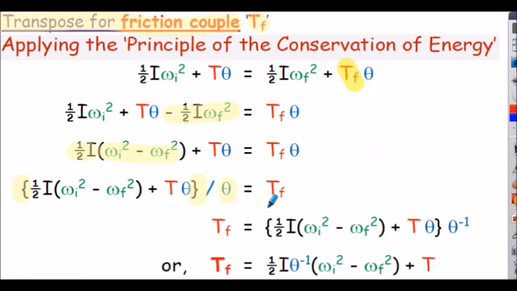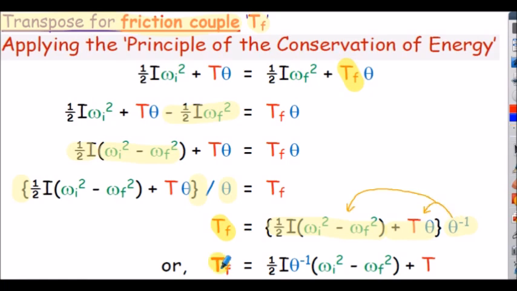Next I simply turn the equation around, so TF moves from the right hand side to the left hand side, and on the right hand side I've simply shown the half I omega I squared minus omega F squared term plus my T theta, now all multiplied by theta to the negative 1. I multiply both terms by theta to negative 1, so essentially expanding my bracket here.